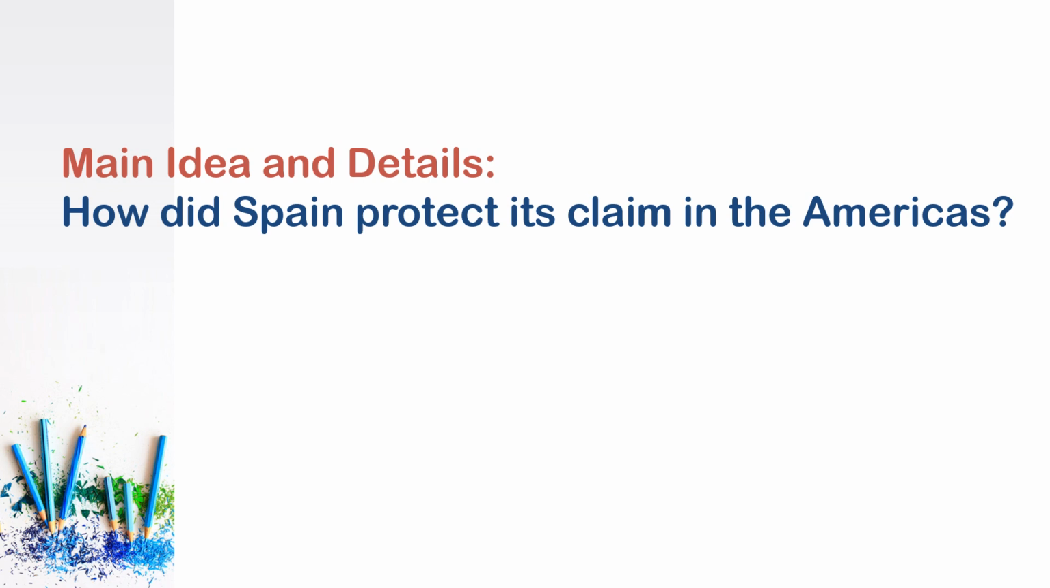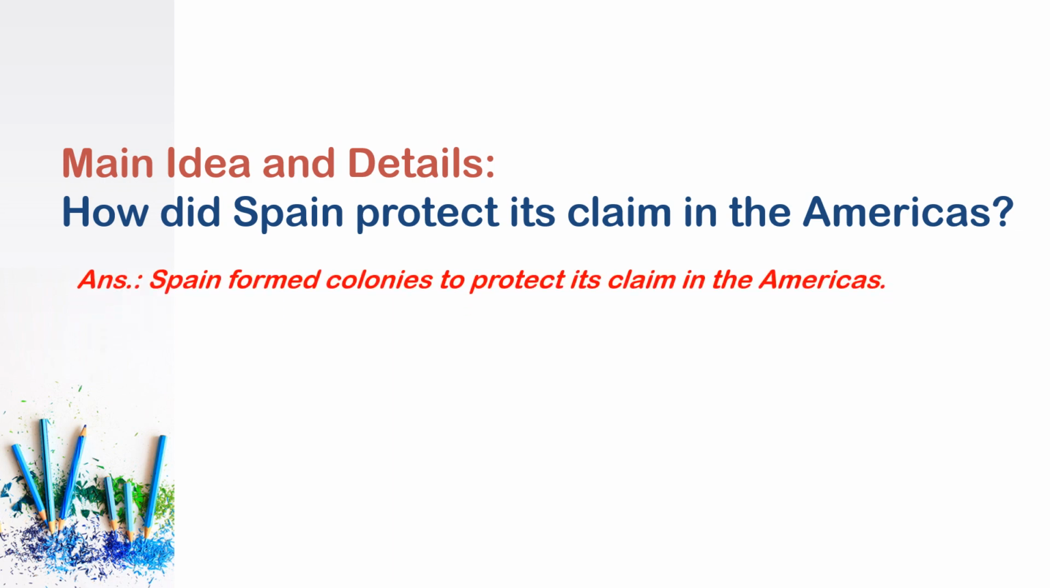Now, grade 5, let's find out the answer to this question. How did Spain protect its claim in the Americas? Alright, so let's see how much you did. The answer is Spain formed colonies to protect its claim in the Americas. Again, students, remember that several European nations often claimed the same lands in the Americas, and most disregarded the fact that Native Americans already lived there. Spain set up colonies to protect its claims.